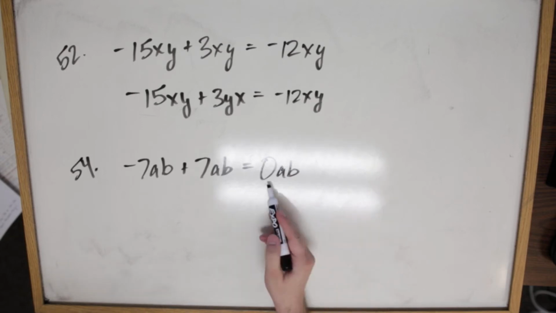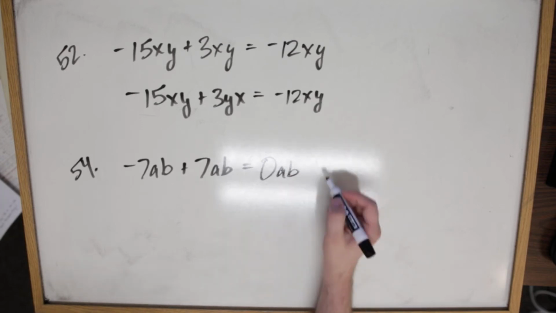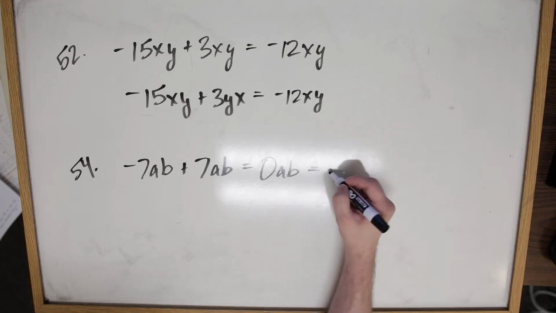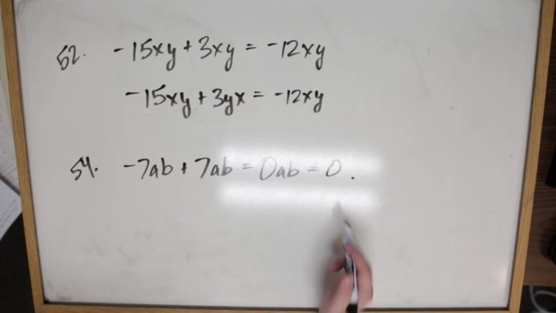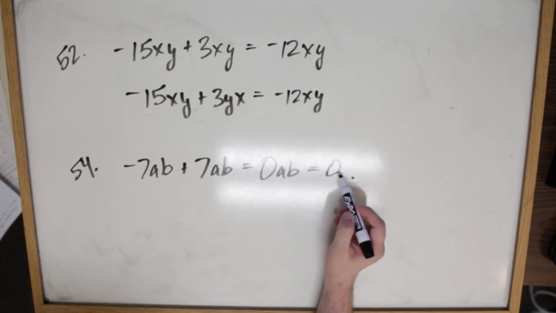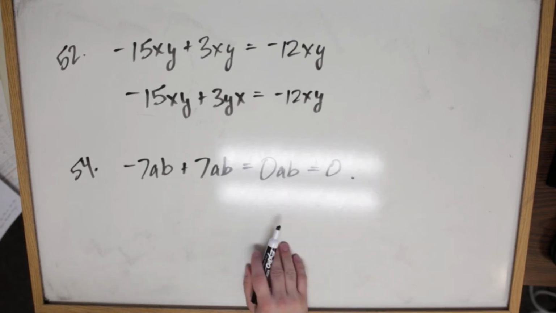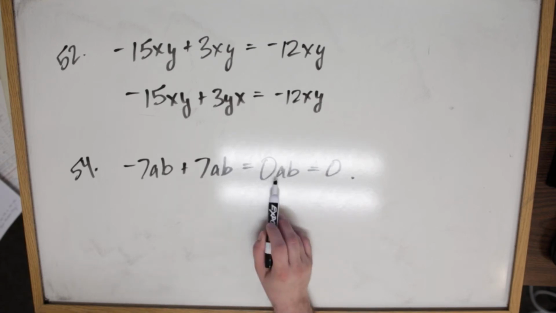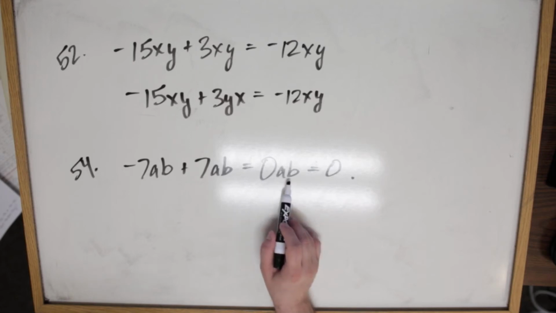But remember, 0 times anything is equal to 0. So because of that, this again goes back to the multiplication property of 0. Anything times 0 is equal to 0. So that is going to be our solution right here, is going to be 0. So that makes sure that there's a distinguishment between 1ab and 0ab. If there's nothing written in front, it's a 1. If there's a 0, then the whole thing is 0.